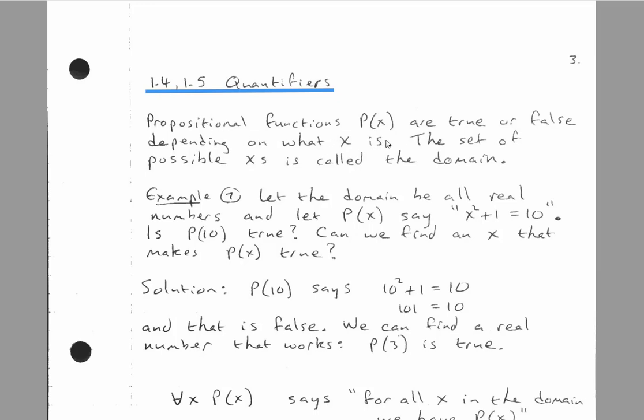Okay, so we're introducing variables and functions now. A propositional function, p of x, is either true or false, depending on what x is. So if you put in different x's, you'll get different truth values. And the x's that you're interested in, that's called the domain of discourse, or the universe.